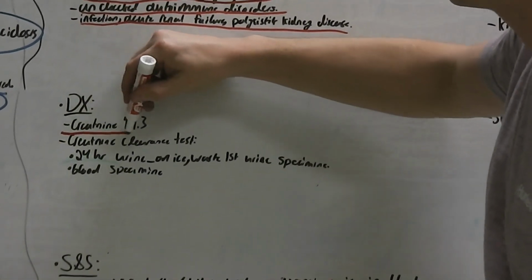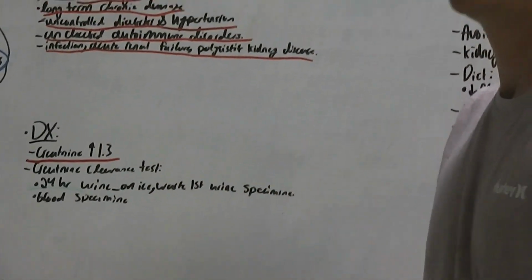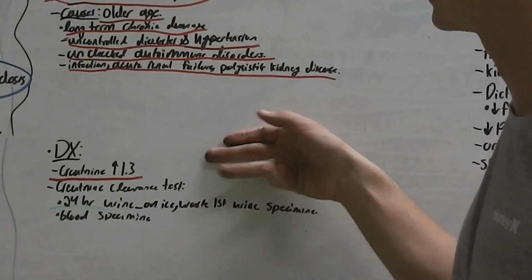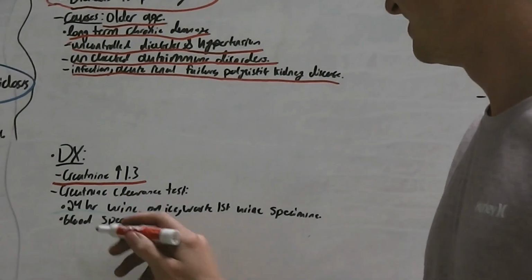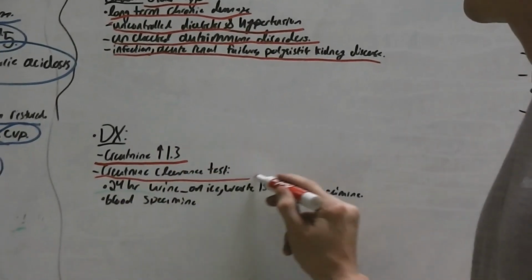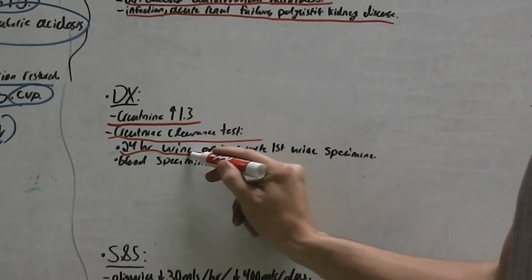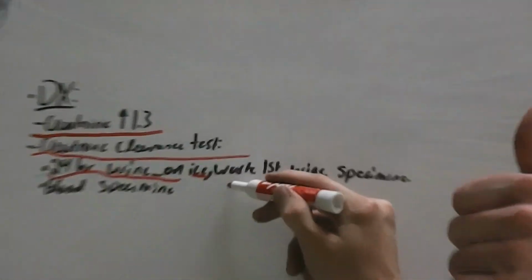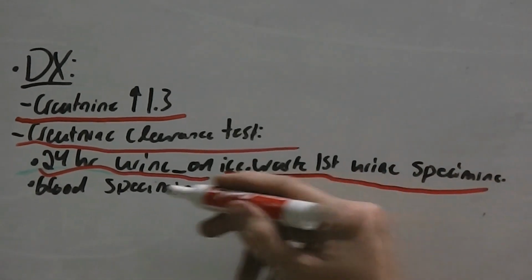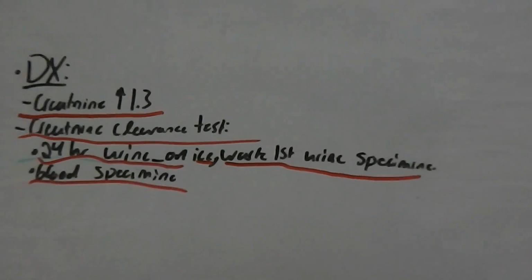So what is normal creatinine? It's definitely lower than 1.3 because with this patient, it's going to be over 1.3. So we're going to do the creatinine clearance test. With that, we're going to do a 24-hour urine. We're going to put that pee on ice. We're going to waste the first urine specimen, and we're also going to get a blood specimen with this.